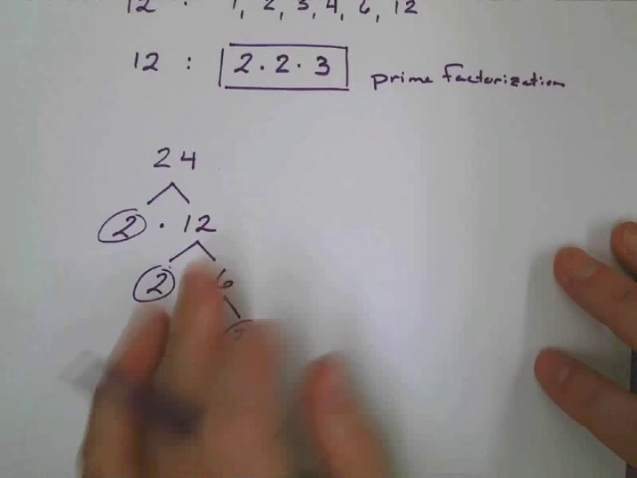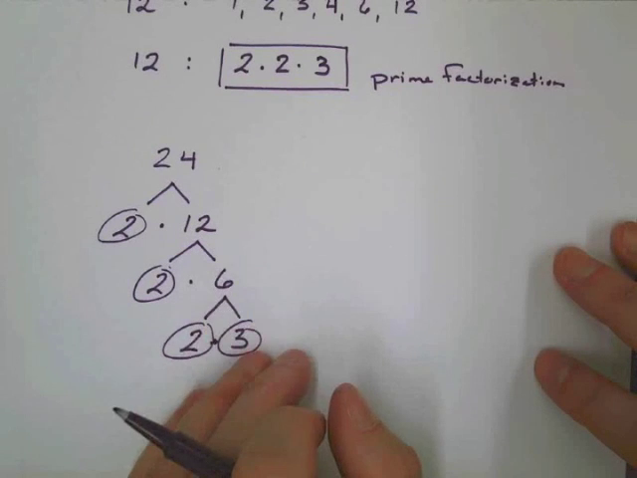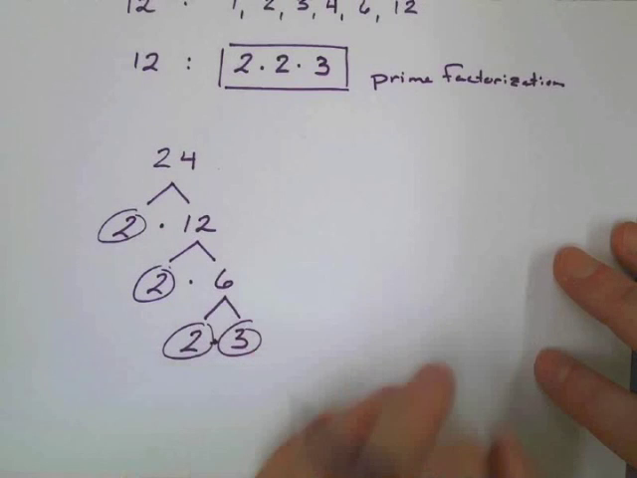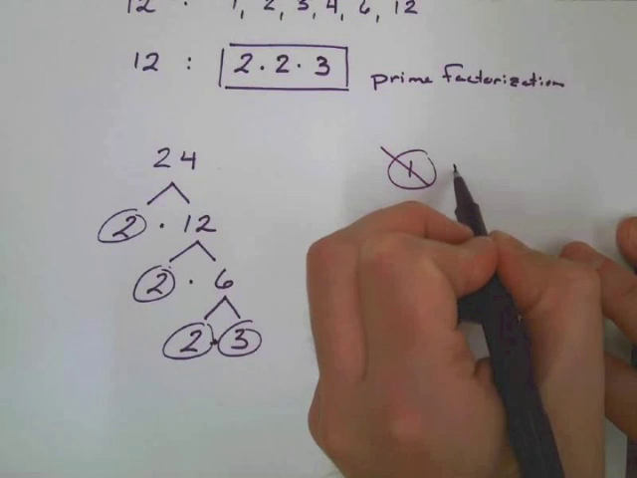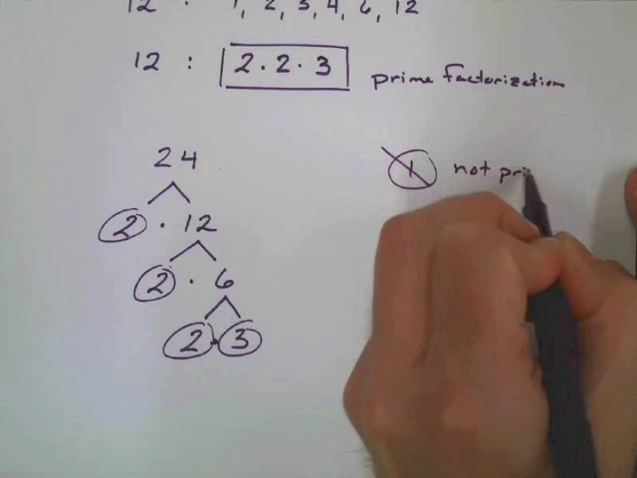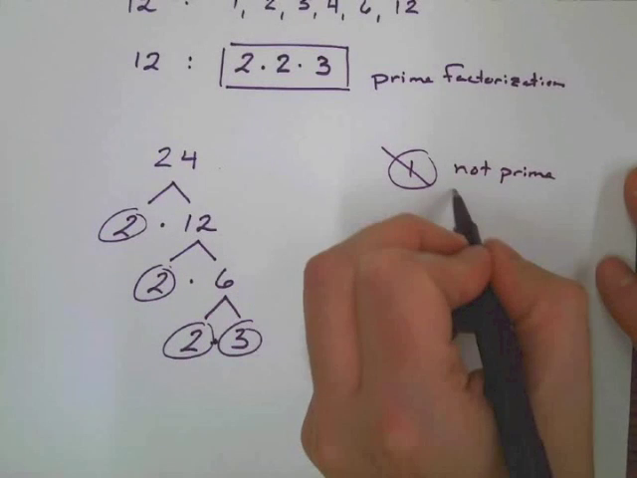And you might be wondering, why am I not using 1 in here? Well, if I used 1, I would just continue out. And 1 is not a prime number. It is neither prime nor composite.